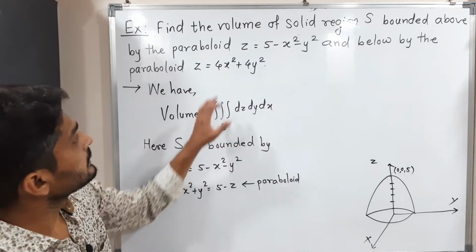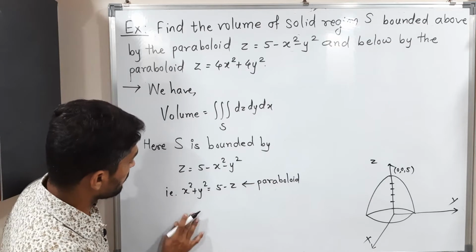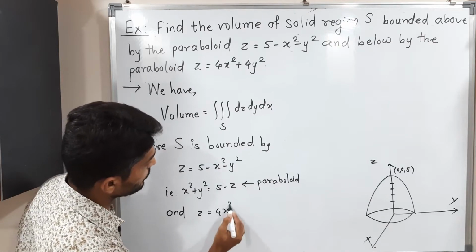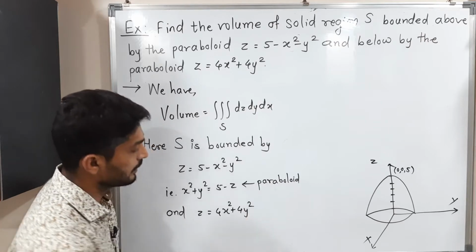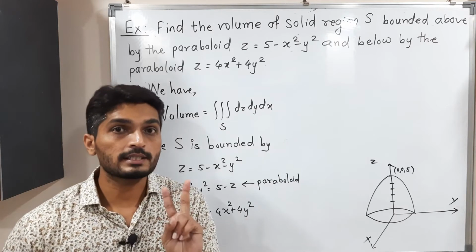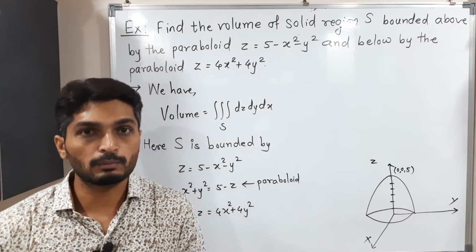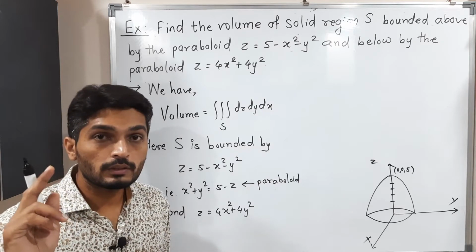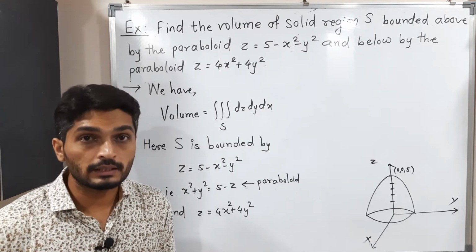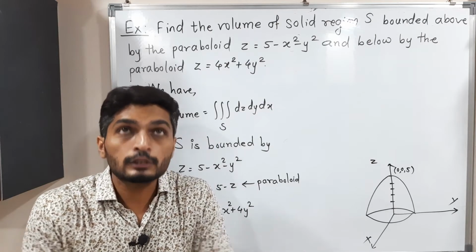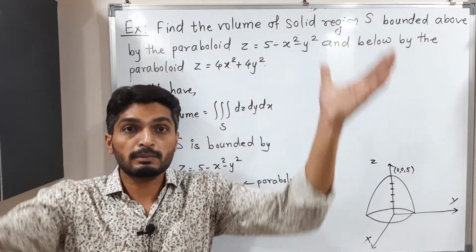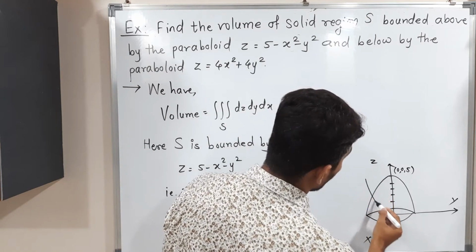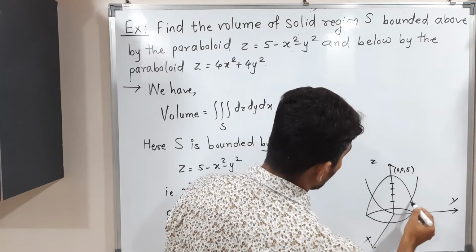The second surface is again a paraboloid, z is equal to 4x square plus 4y square. The power of z is 1, the power of x and y is 2, that means again it is a paraboloid. It is rotating about the z-axis and z has a positive sign. That means this paraboloid is in the direction of positive z-axis. It will be like this. I will draw the paraboloid. This is a rough sketch of the given paraboloid.